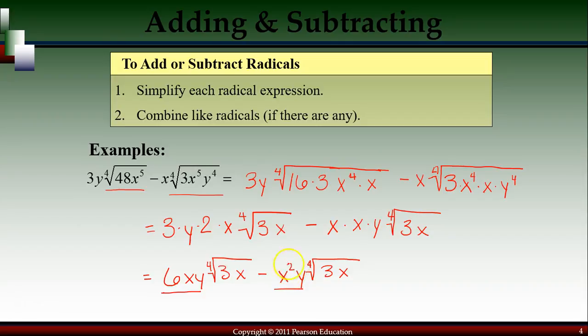Now, if this was just a single x value right here, xy, then we could go ahead and combine these as like terms and like radicals. But since we have x here and x squared, these are not like terms anymore. So this is as far as we can simplify at this point.